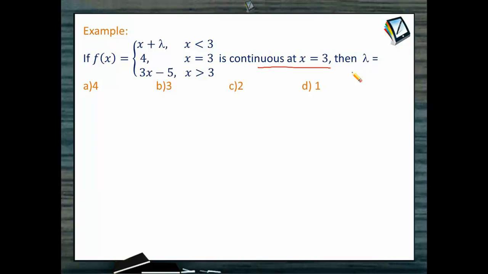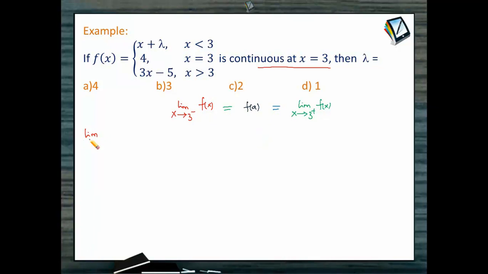Then he is asking us for the value of lambda. Now, as the function was defined differently on the left side of 3, the right side of 3, and at 3, which definition of continuity would help us? What is the condition it should satisfy? Limit x tends to 3 minus f of x, that is the left hand limit, should exist, the functional value should exist, and limit x tends to 3 plus f of x should exist. Not only should these three exist, these three values must be equal, right? So let us calculate each of them separately.